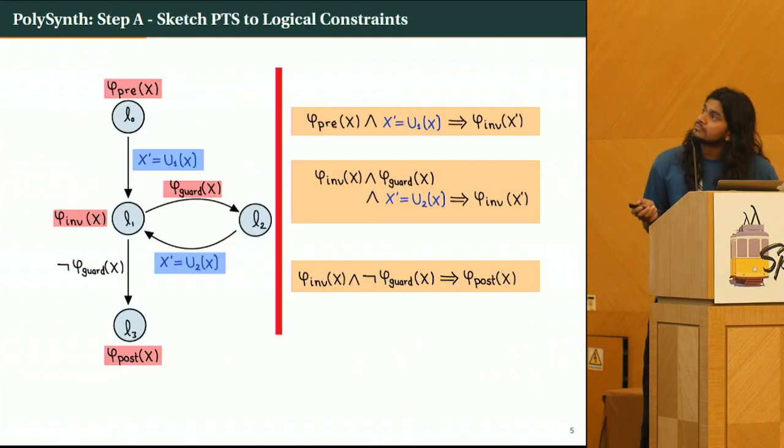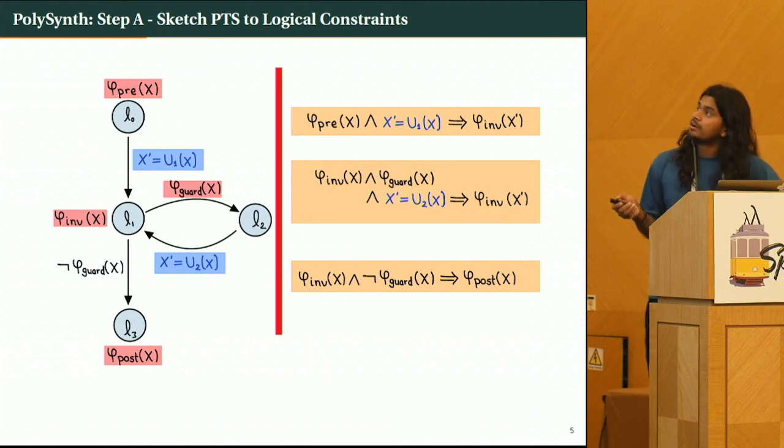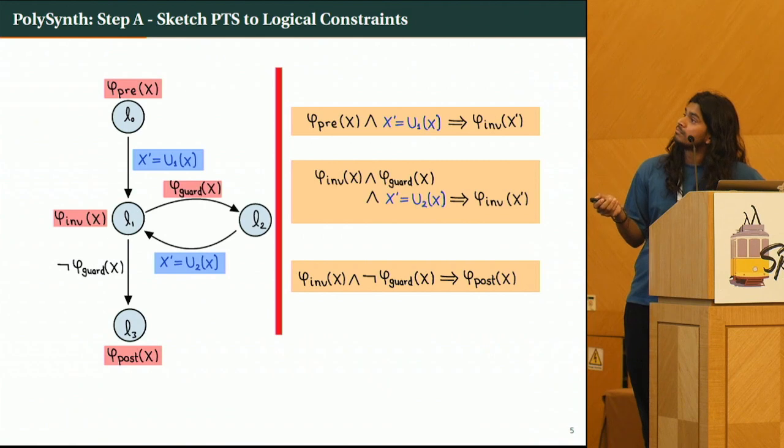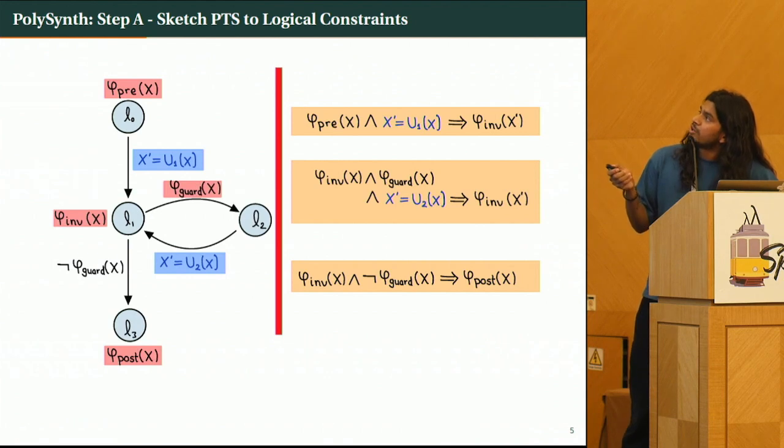So how do we convert a sketch PTS to logical constraints? Here we use the standard invariant approach. For example, you have this transition system from L0 to L1, you have some update, then you have a guard, and then you go back and update it, and then you have a negation of the guard, and then you go to this postcondition. You can then straightforwardly convert it to this set of constraints. And if you look at these constraints, they look like one polynomial implying another polynomial.